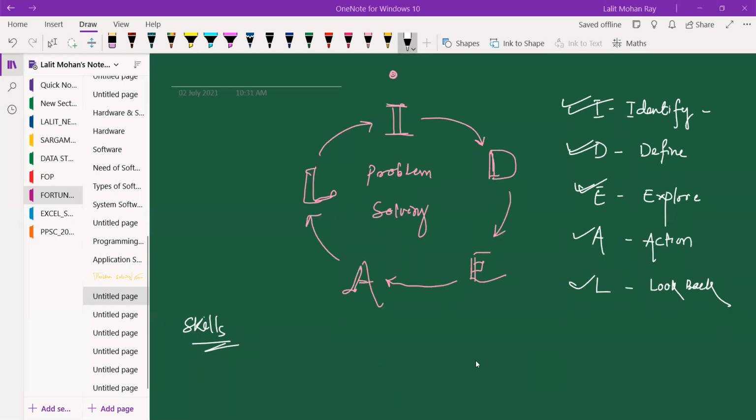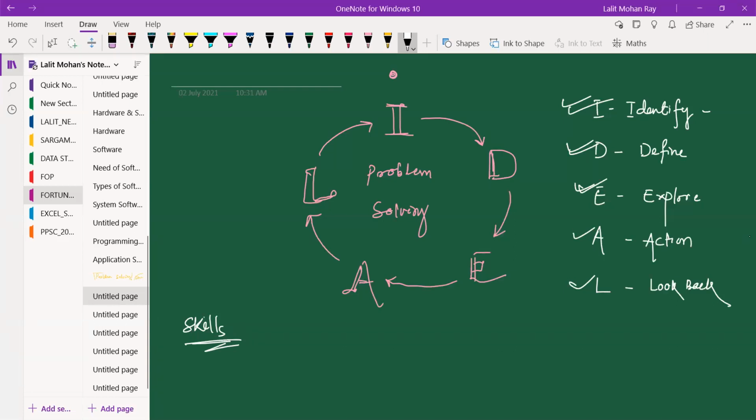So skills are required for solving any problem. A problem solver should have skills for identifying the problem, for defining the problem, for exploring the problem, for taking action on the problem. So for all these methods, skills are required. Without skill, we cannot do anything. All of you clear? Is it visible to all of you? What are those skills?